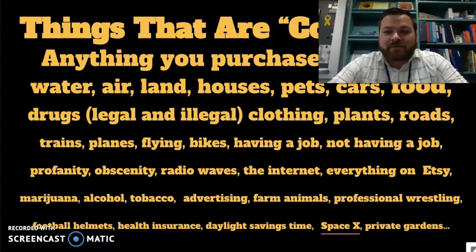So I hope that helps clear up the differences between those two cases. Basically anything that involves a transaction can be governed by Congress in that way. So keep that in mind next time you go and buy something at a gas station.